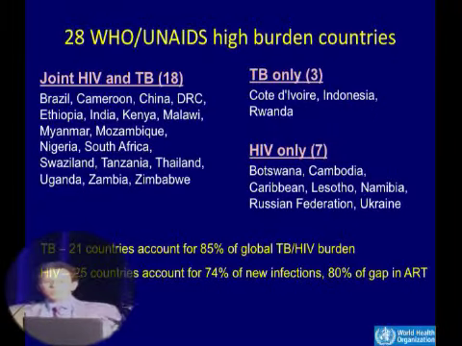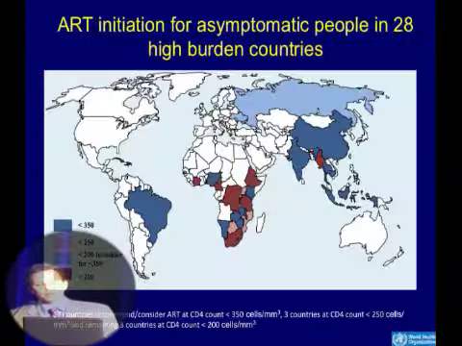So we have the 72 guidelines, and it's really basically all over the world. And now we decided to focus down on the 28 high burden countries, which account for 85% of the global TB/HIV burden, and also 74% of new infections and 80% of the gap in ART. And you see we bring these countries together. So this gives us a little bit tighter denominator rather than the other, which is more opportunistic in terms of the guidelines that we could find.